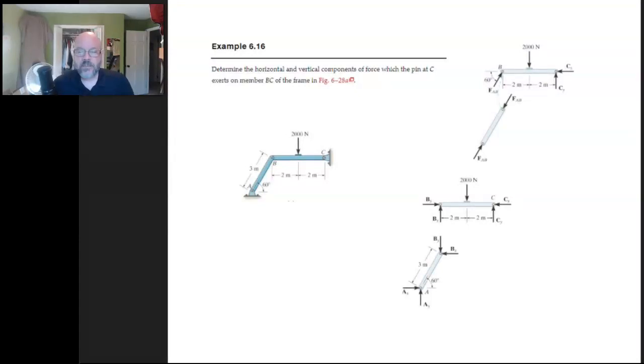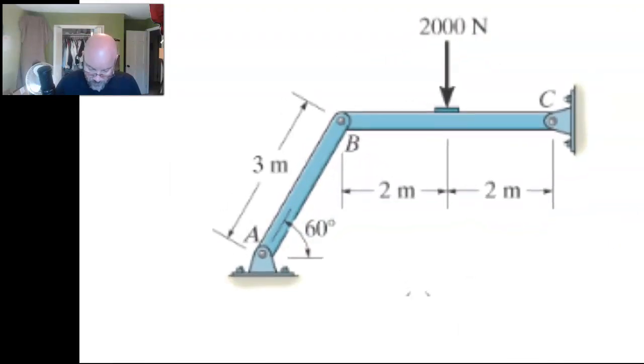Okay, so now we're going to put some numbers on one. This example says determine the horizontal and vertical components of force which the pin at C exerts on member BC of the frame. Okay, the pin at C. That's what we're interested in. Okay, so let's take a look at this guy.